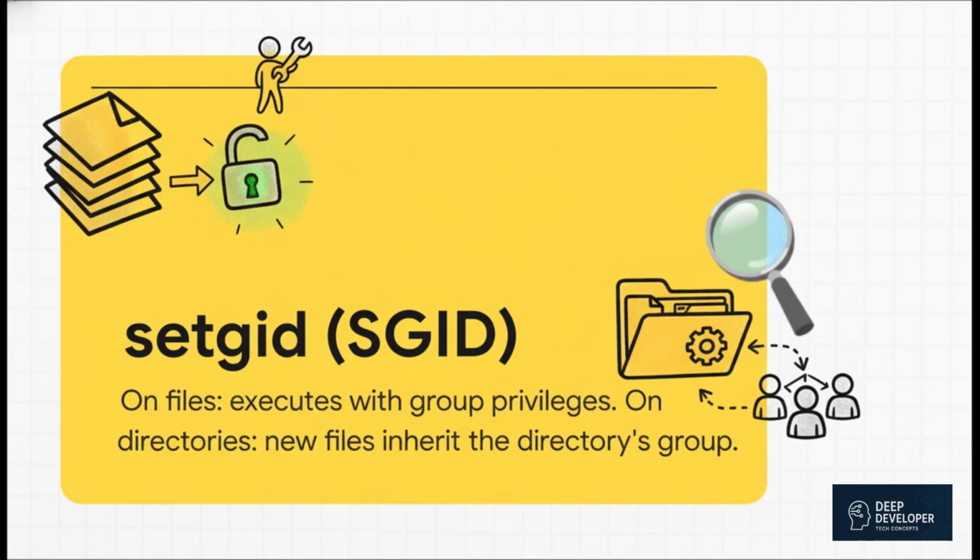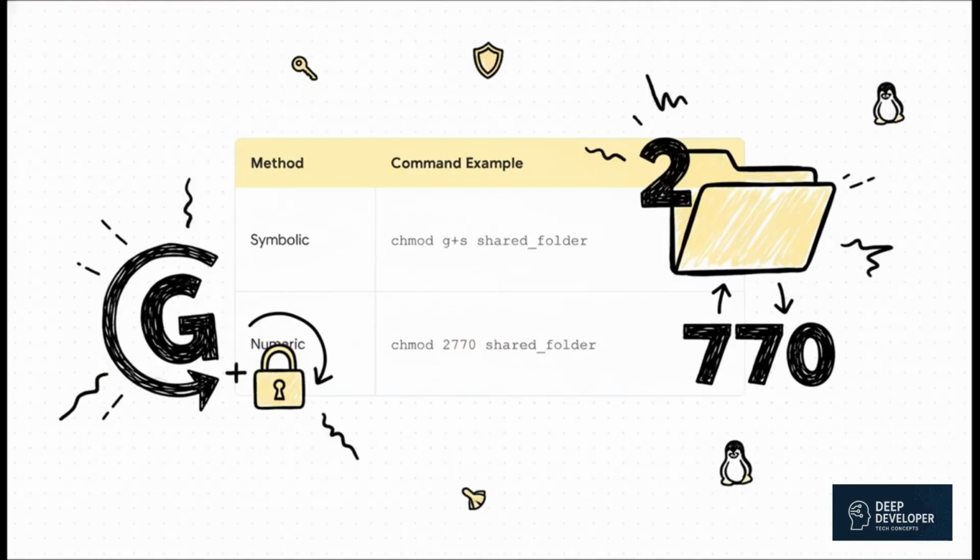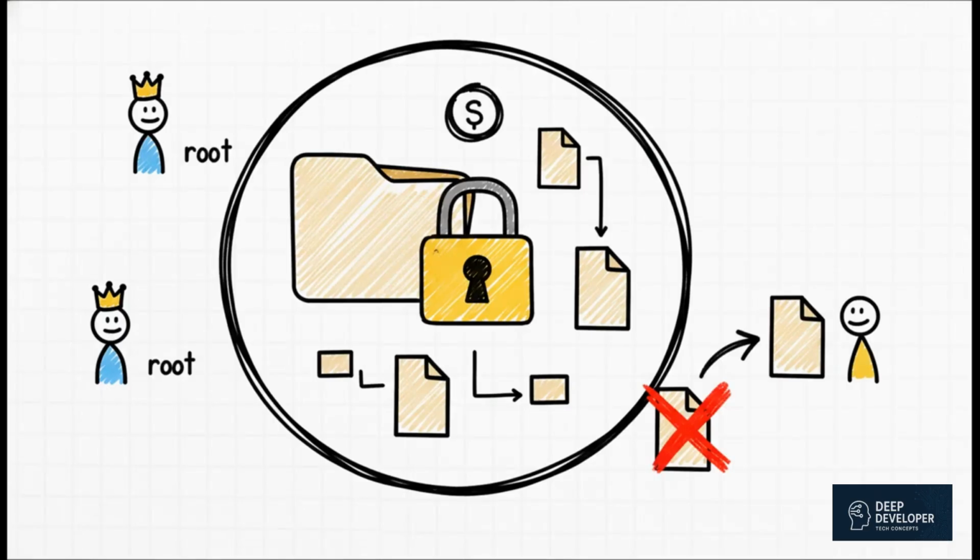This is a game changer for shared project folders, and setting it is pretty similar. Symbolically, it's chmod g+s. With numbers, you just tack a 2 onto the front of the permission code, so something like 2770. Okay, and our final special permission is the sticky bit. Now this one is just for directories, and it's a special kind of safety net.